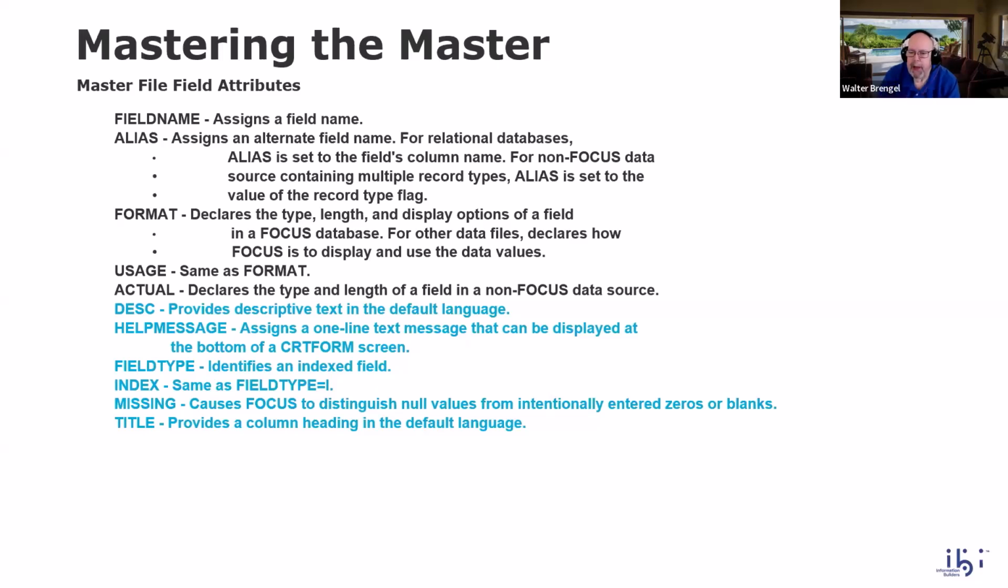Let's see, and then we have the column title. So if you set the column title, when you create a report output, we'll use the column title, but then you can always override it using the AS name.